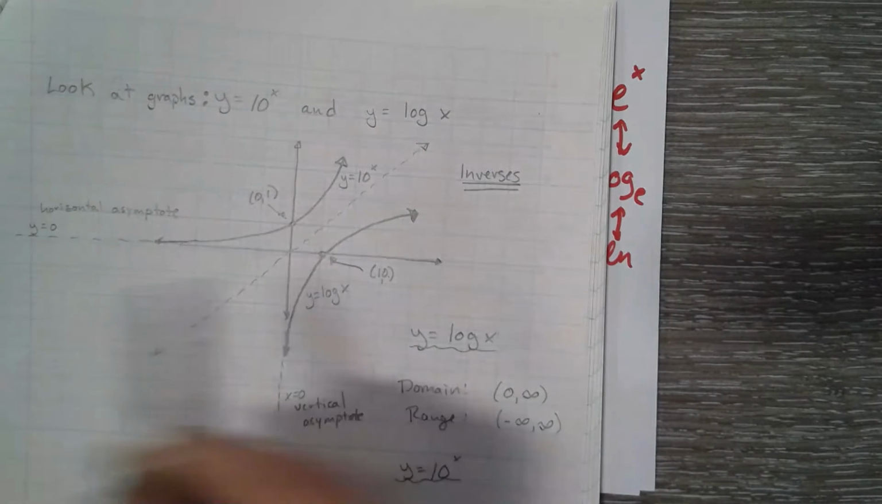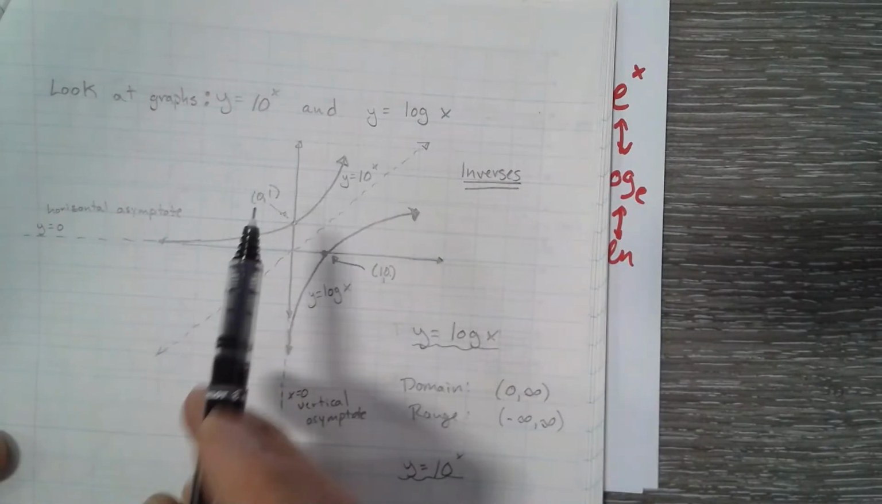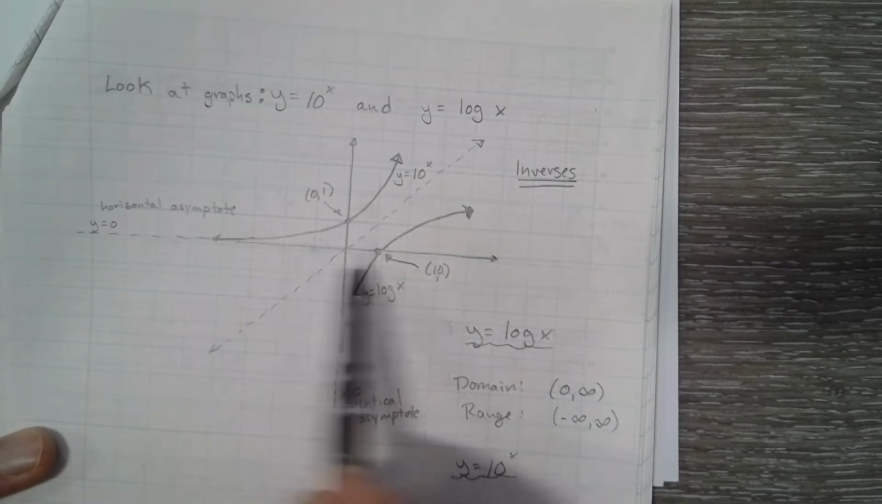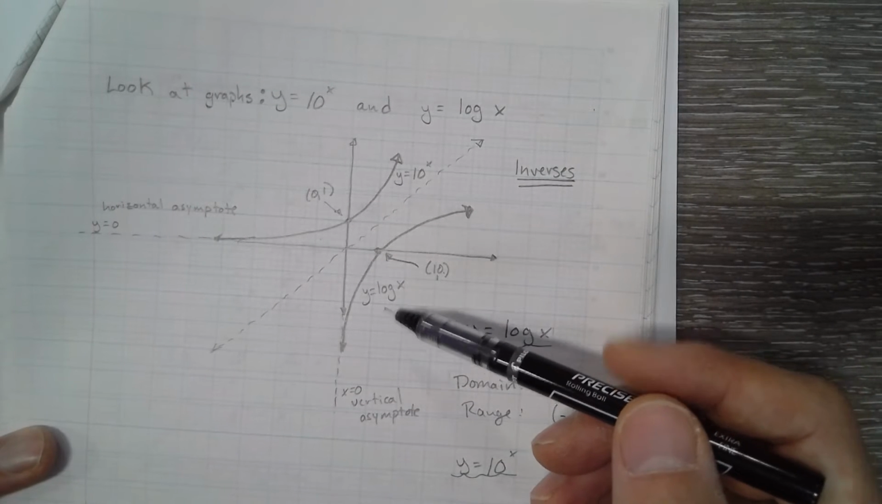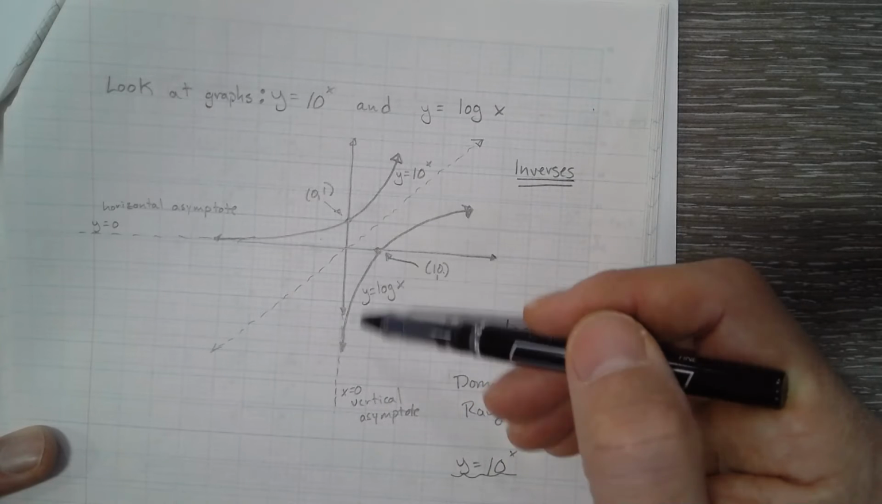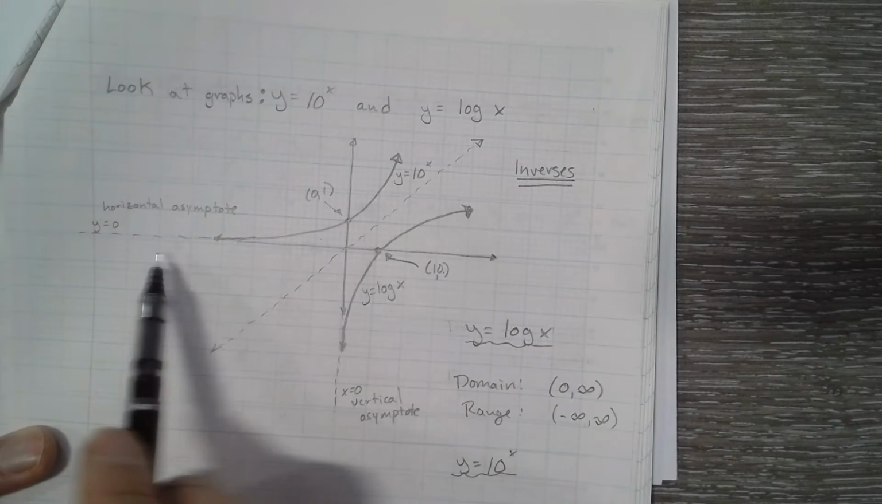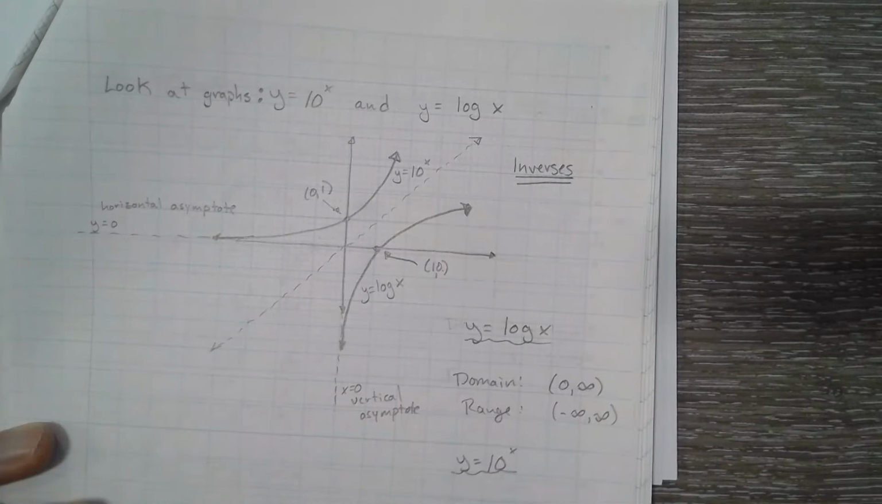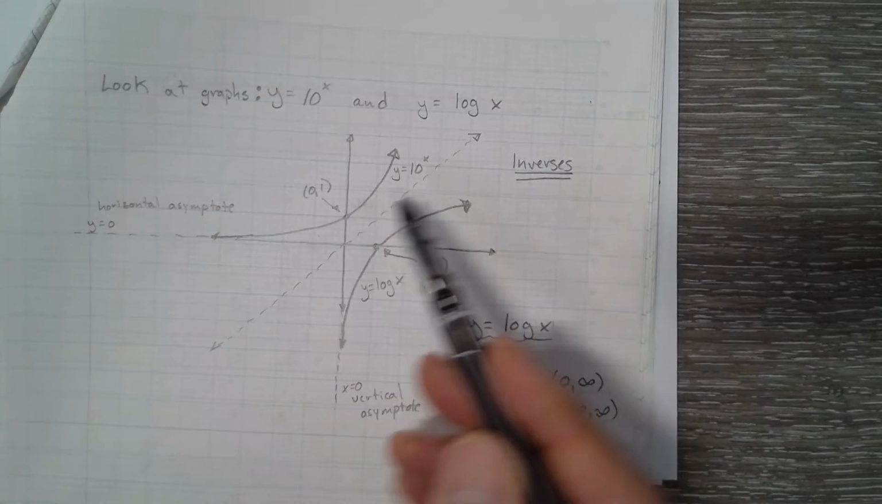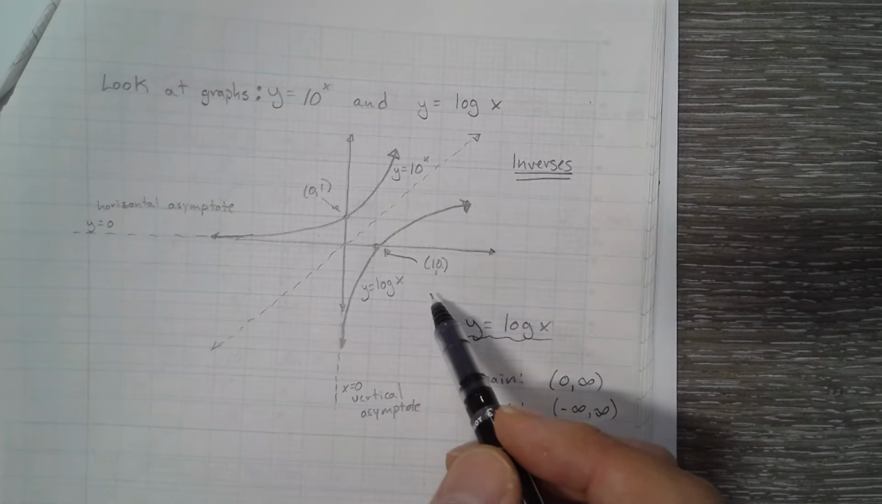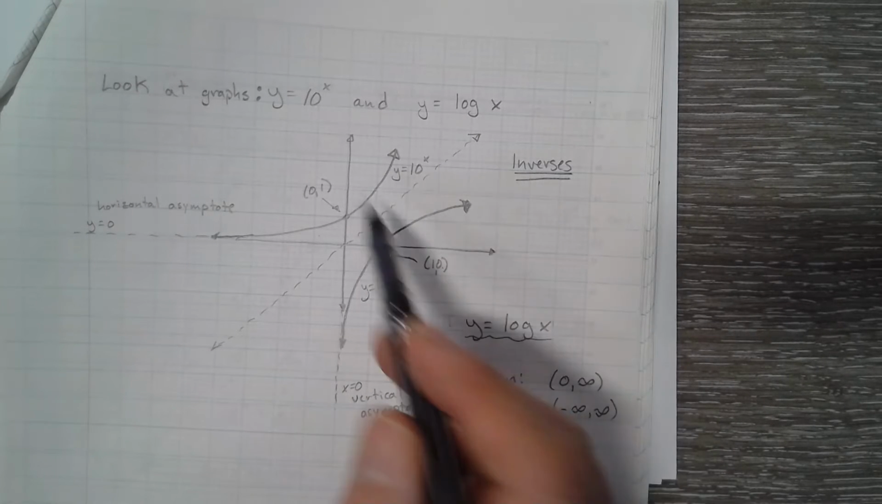There's 10 to the x. That's an exponential. Remember, it has a horizontal asymptote at y equals 0. Here's log. This is y equals log of x. It actually has a vertical asymptote at x equals 0. This one is y equals 0. This one is x equals 0. This one intersects at 0, 1. It makes sense if it's an inverse, it intersects at 1, 0. These are inverses of each other.